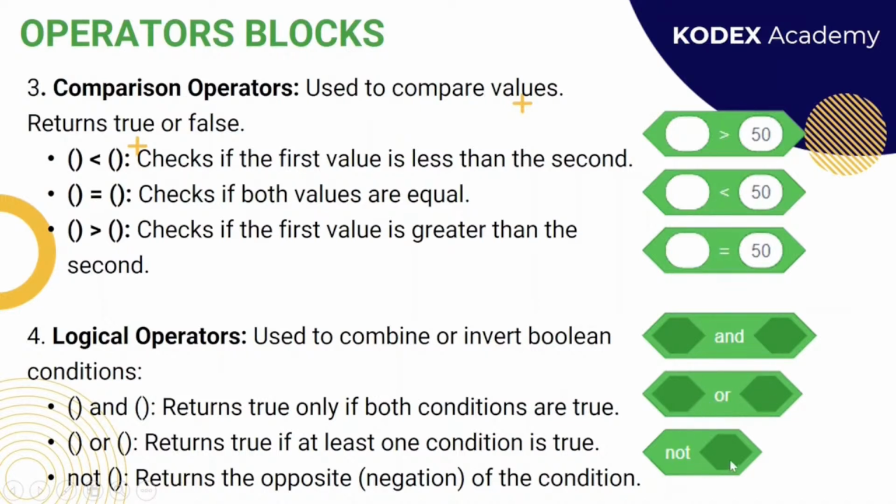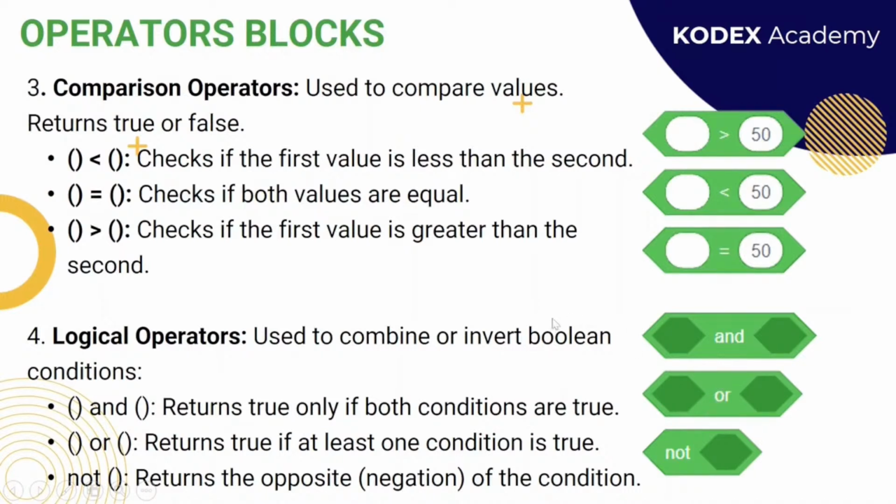And the next one is not. It means return the opposite, the negation of the condition, meaning that the condition should not happen. These all belong to logical operators, which are used especially when you are creating games or different animations, where you have different conditions or hurdles to cross and win the game. In that case you can use these logical operators.